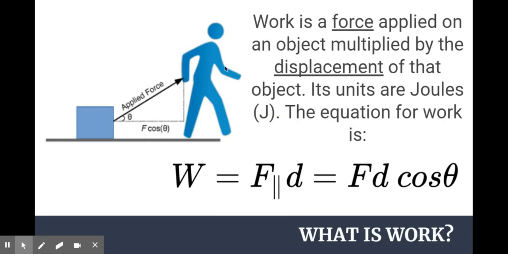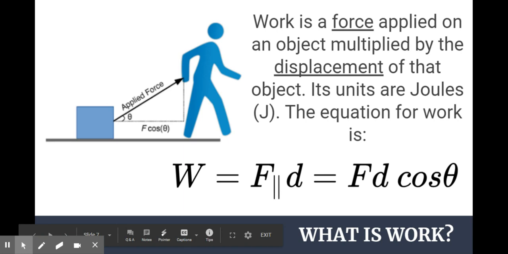All right. Work. Simply put, whenever you are able to use a force to displace an object, work is being done. All right. That's the basic definition of work. A force multiplied by the displacement of an object. The units are something we call joules. You can use a capital J. And this is our work equation right down here.